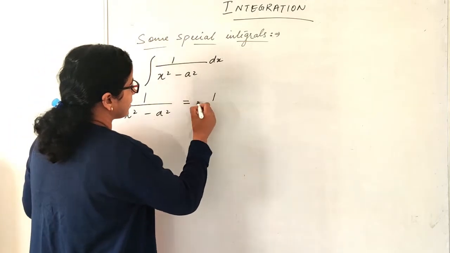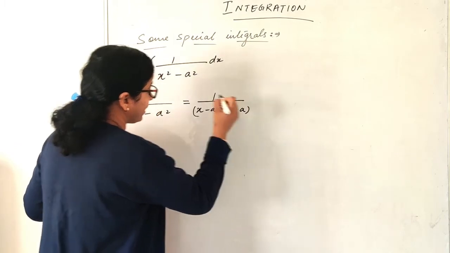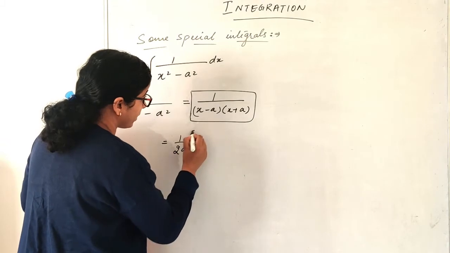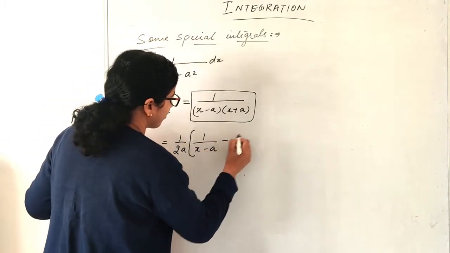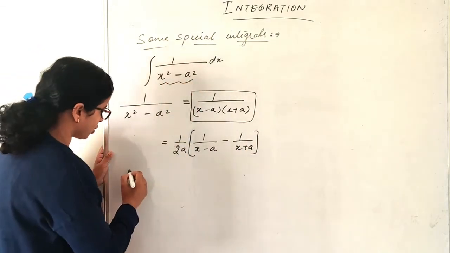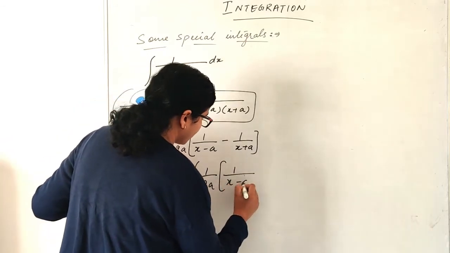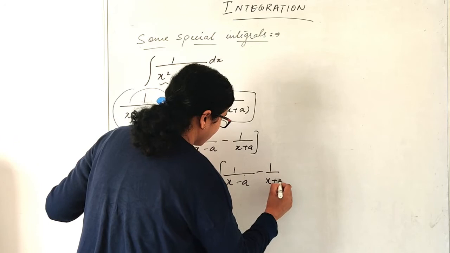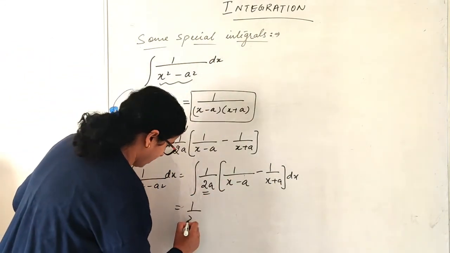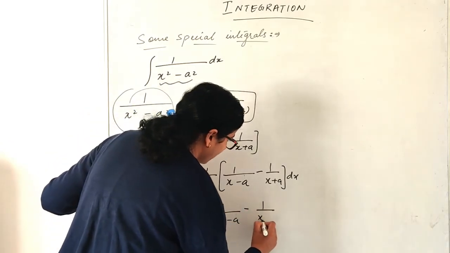This can be written as 1 upon (x minus a) into (x plus a), right? And this I can further write as 1 upon 2a, [1 upon x minus a minus 1 upon x plus a]. Now I can write my integration as integration 1 upon 2a, [1 upon x minus a minus 1 upon x plus a] dx. Being this a constant part, I can keep it outside. So 1 upon 2a integration [1 upon x minus a minus 1 upon x plus a].